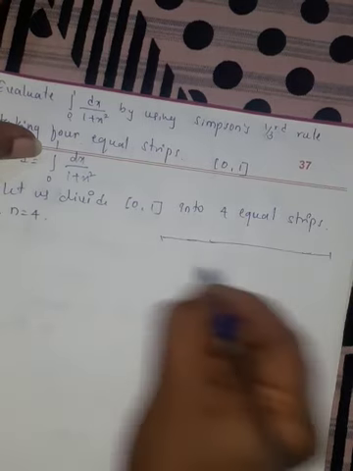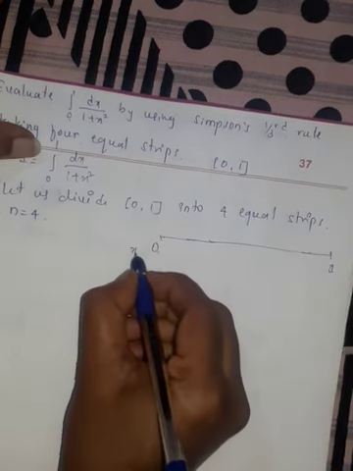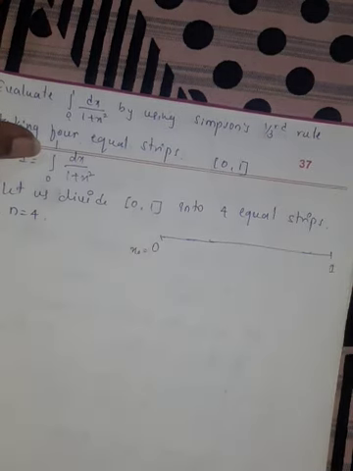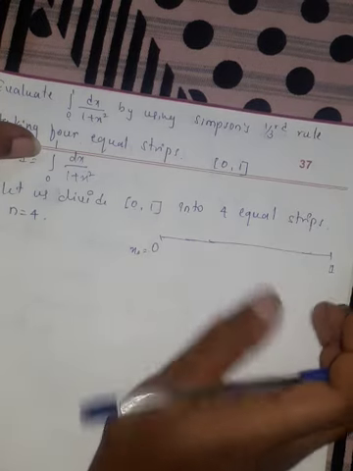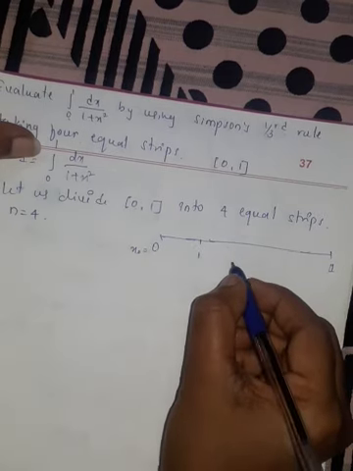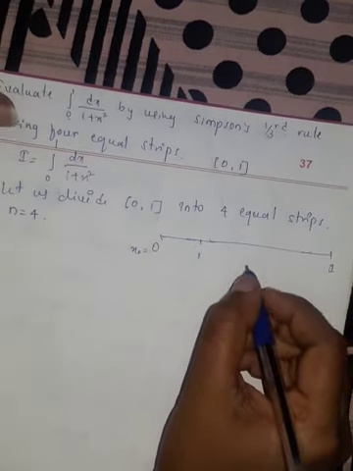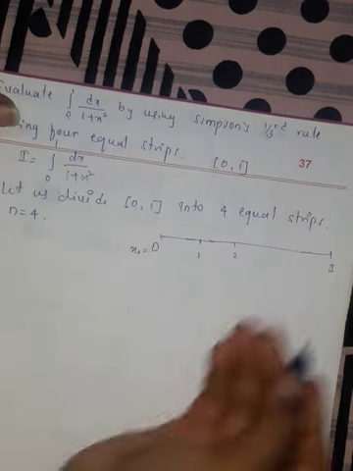Suppose this is our interval 0, 1. Our x0 is 0. So we divide this into 4 equal strips. Equal means first we take 1. Next, what we have to take? 2. That we will see later.